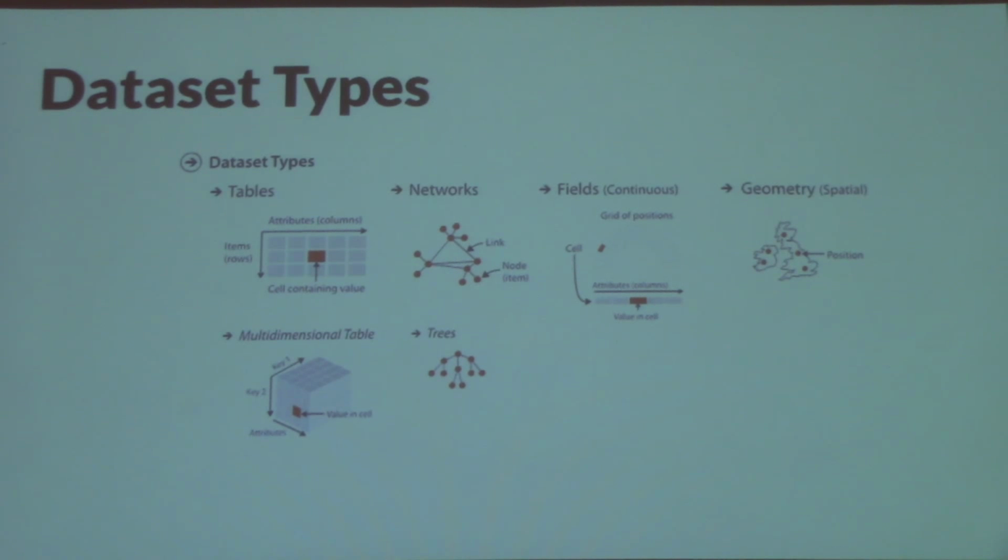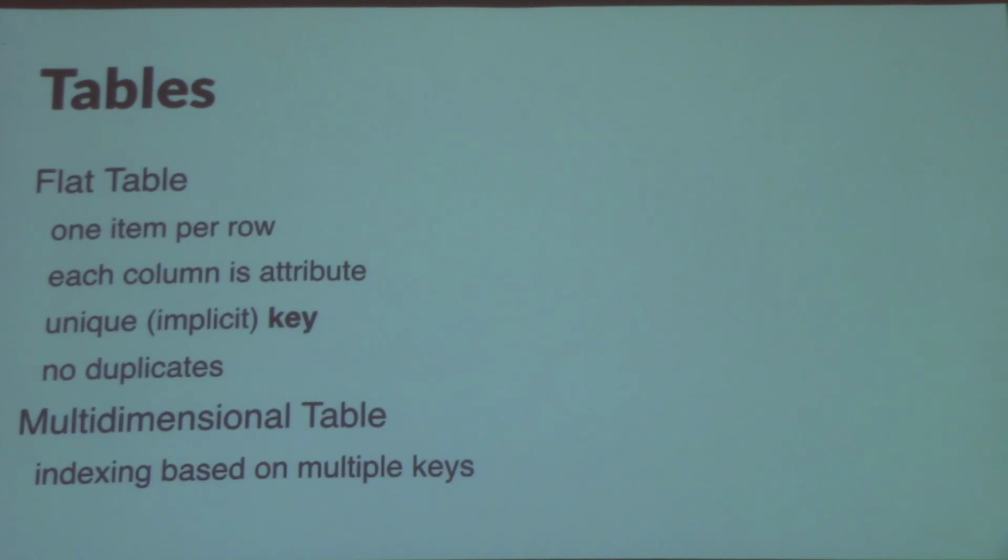So let's talk a little bit more about the dataset types. Let's start with tables. In a flat table, we would have one item per row, and each column would be an attribute. And we would have a unique key. This is important, which can also be implicit. And typically, a flat data table doesn't contain duplicates. A multidimensional table could then have indexing based on multiple keys.